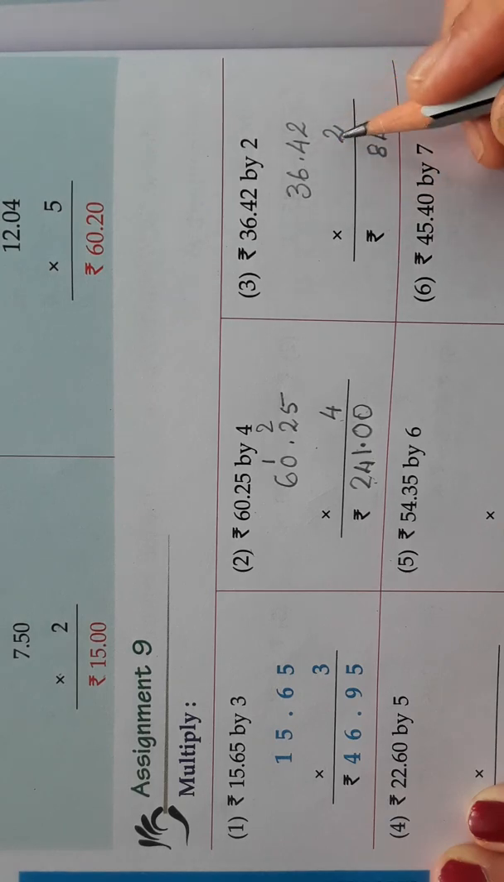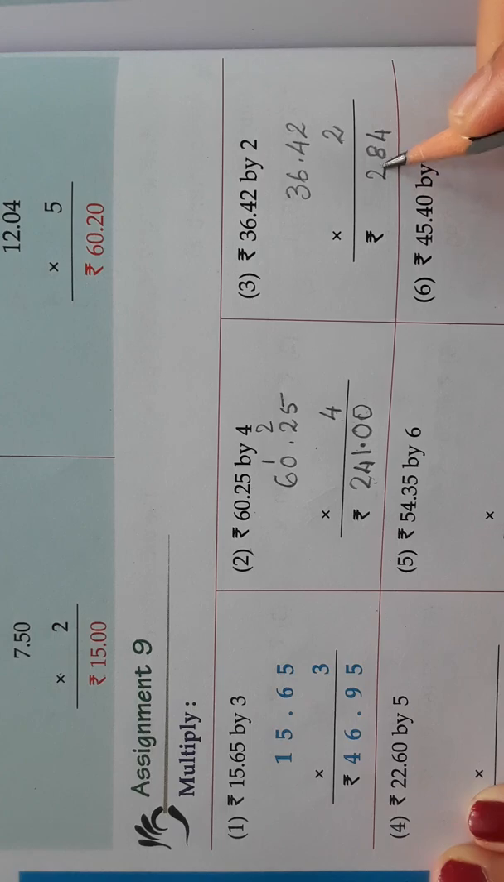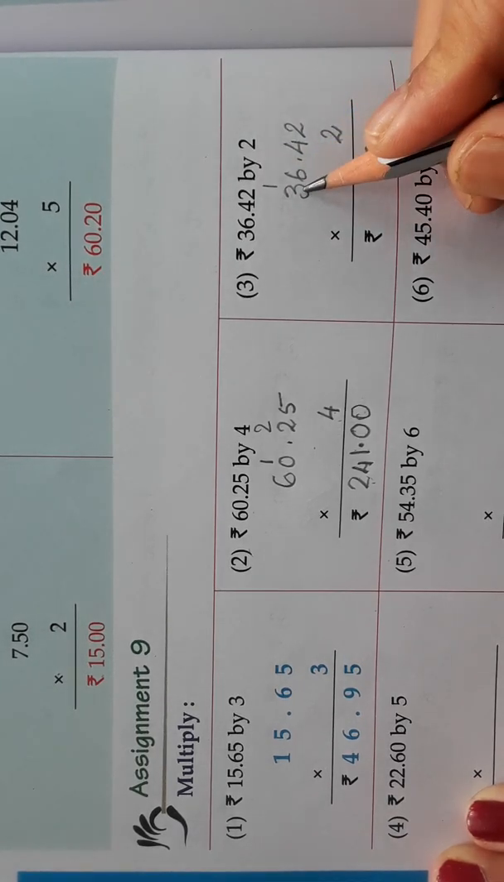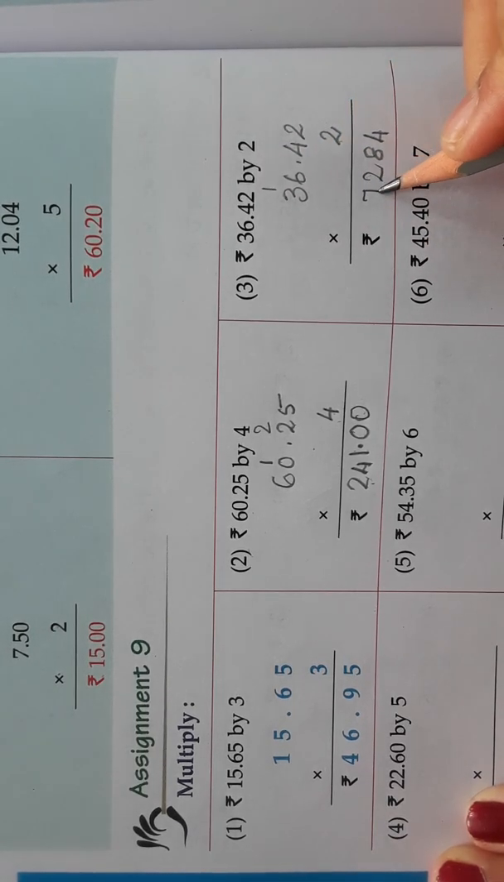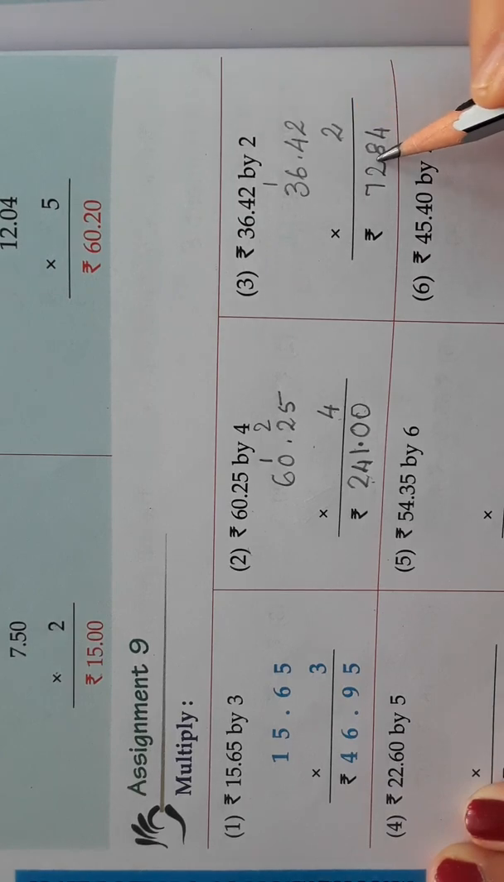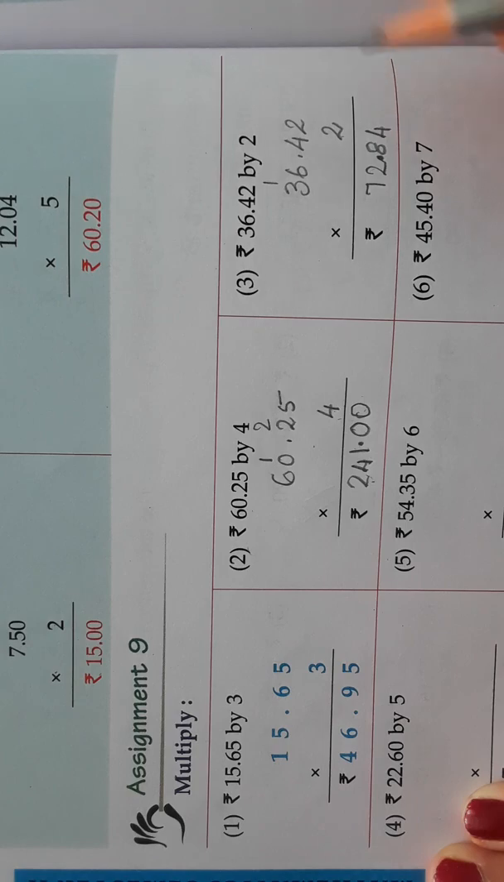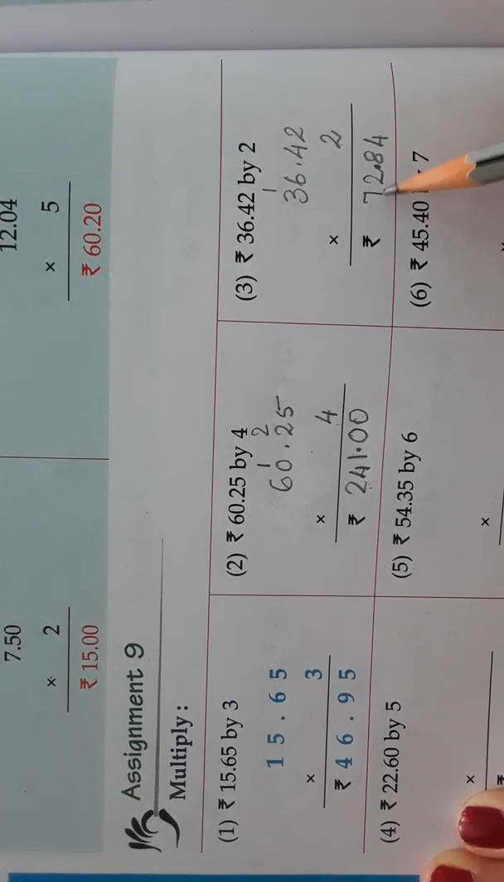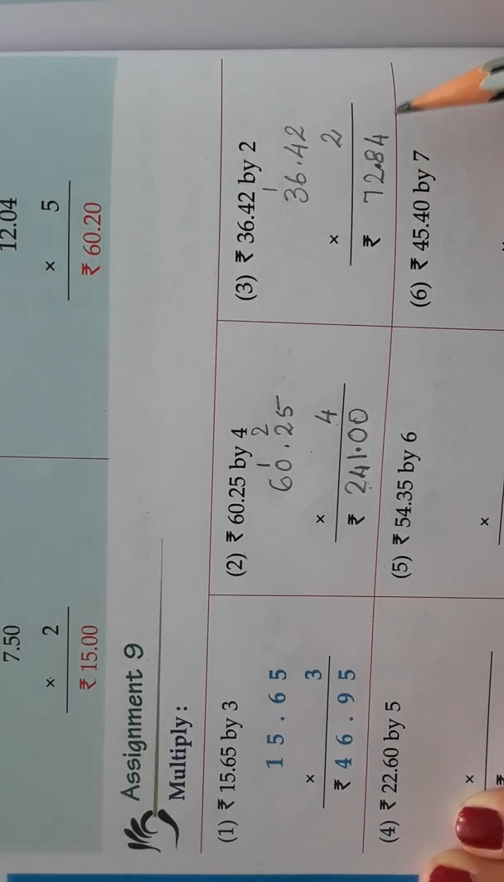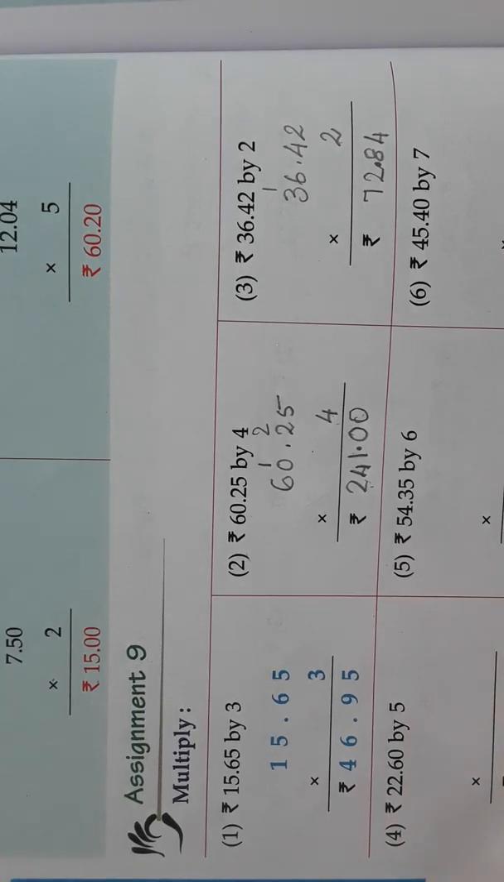2 6s are how much? 2 6s are 12 and 1 has carry. 2 3s are 6 and 6 plus 1, 7. So what should you do now? You put the point after 2 digits from the right. So what's the answer? 72 rupees 84 paise.